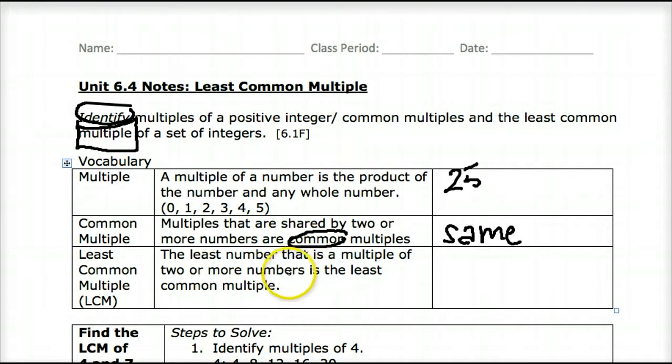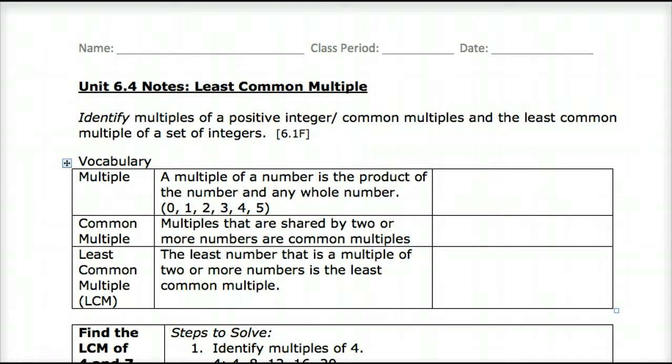And the last thing we're going to be dealing with in this set of notes is the least common multiple. If we have the least number that is a multiple of two or more numbers, it's the least common multiple. And you will see that abbreviated as LCM. It's just shortened, it means the same thing. Now let's take a look at some examples of LCM.